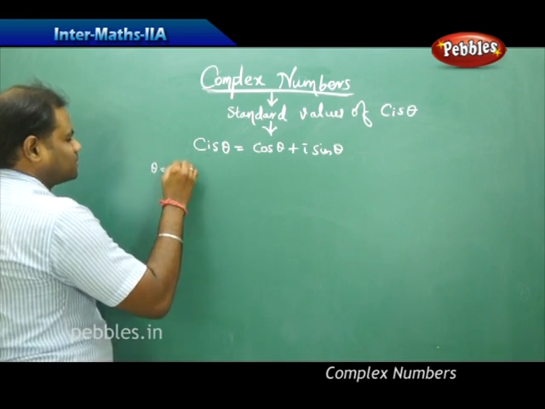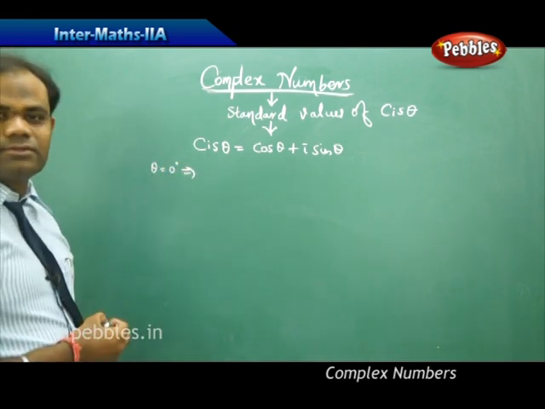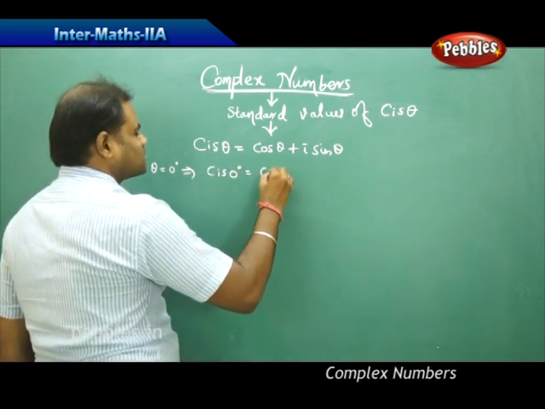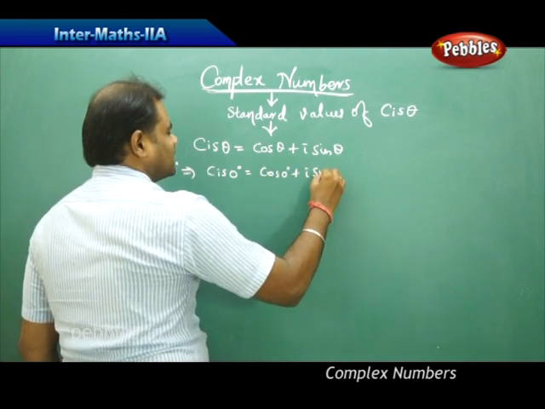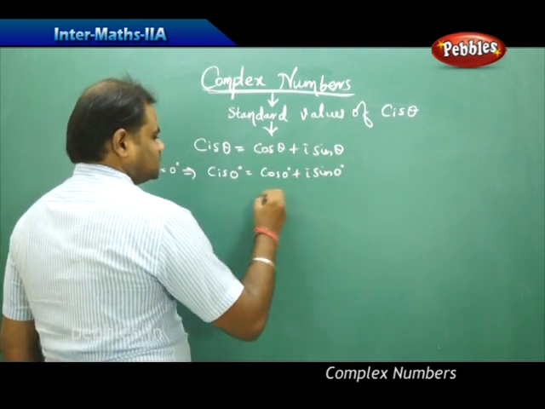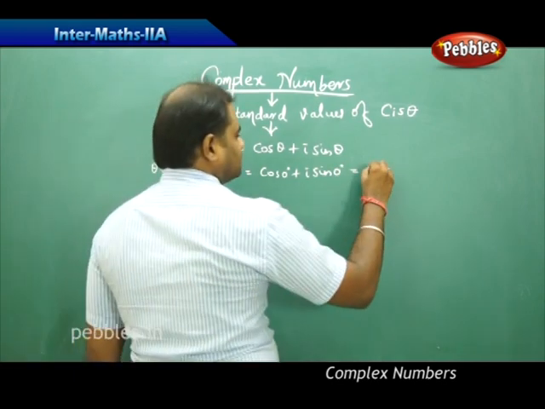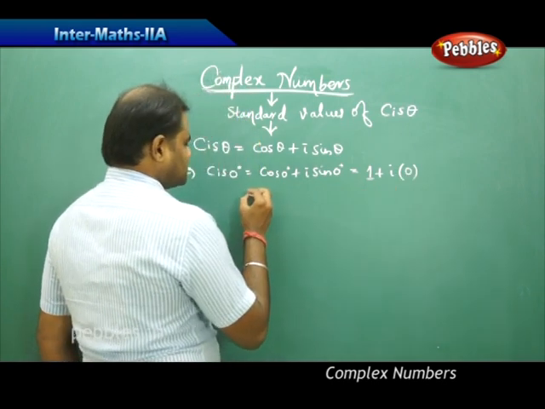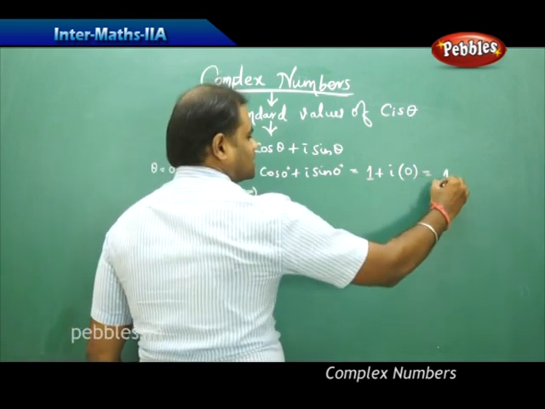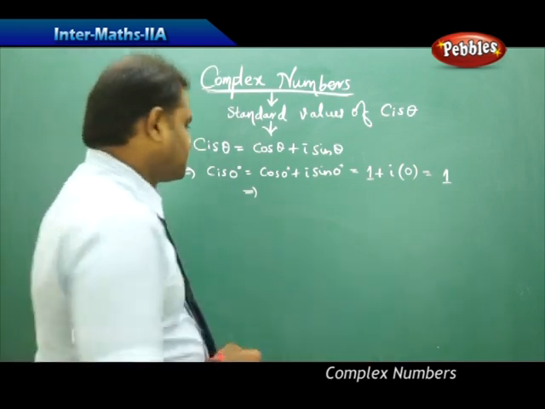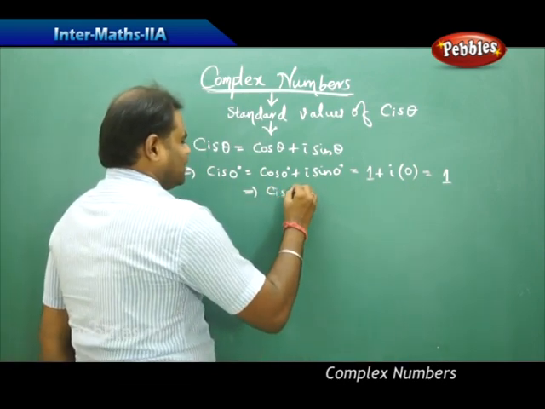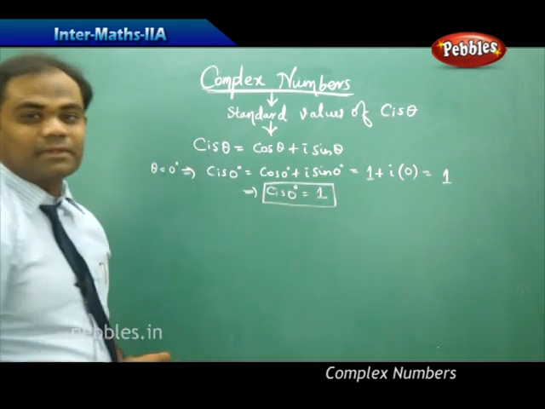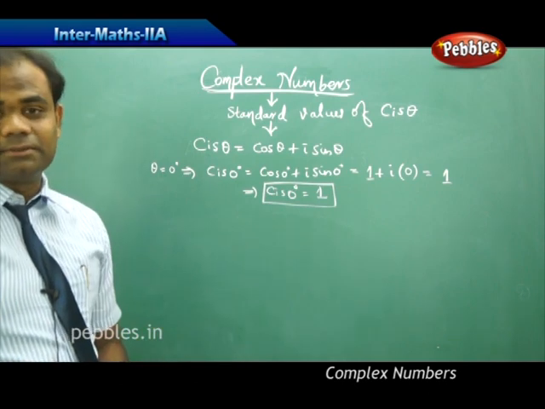Initially, I want to put theta equal to 0. Then in this case, I get cis 0, which is cos 0 plus I sin 0. Now cos 0 is 1 plus I times sin 0, which is 0, which gives me the answer as 1, because 1 plus 0 is 1. That implies I have the property that cis 0 degrees is always 1, is how I understand this concept.